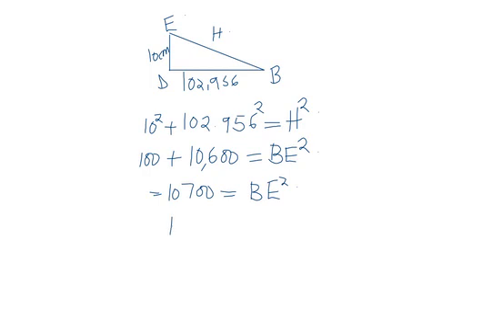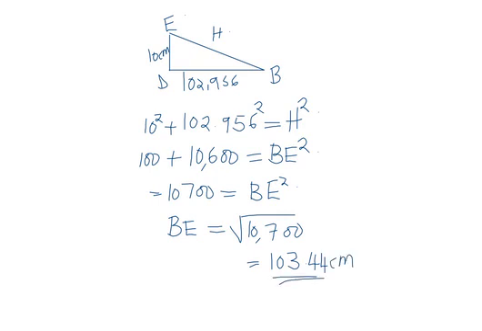To get the length BE, we find the square root of 10,700, which will be equal to 103.44 centimeters, correct to 2 decimal places.